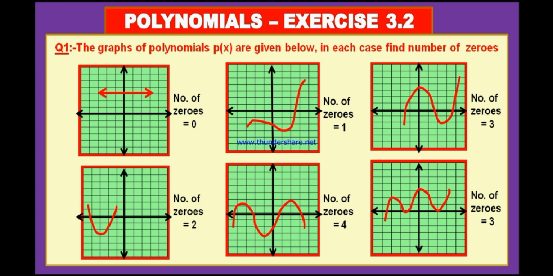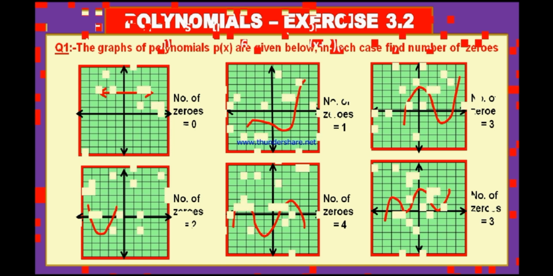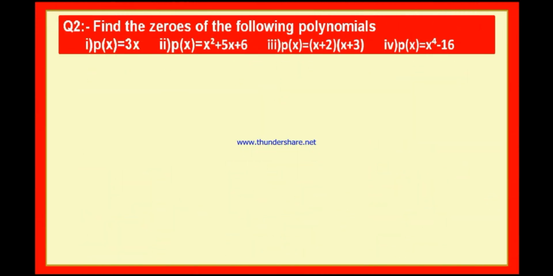You should understand that the number of zeros of any curve is equal to the number of points at which the curve intersects the x-axis. Okay, let us see question number 2 now.